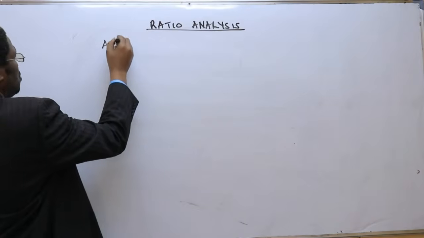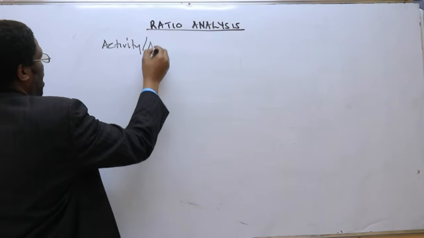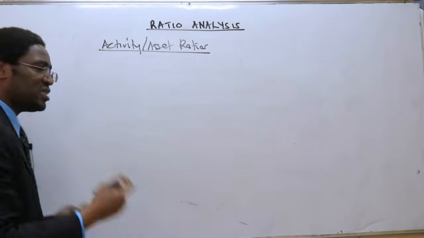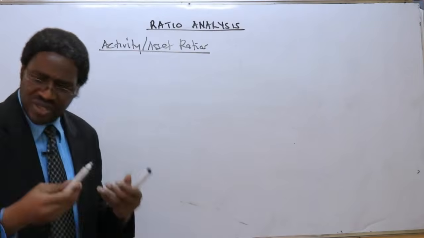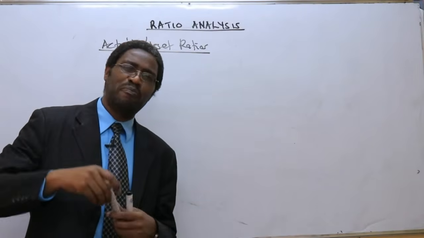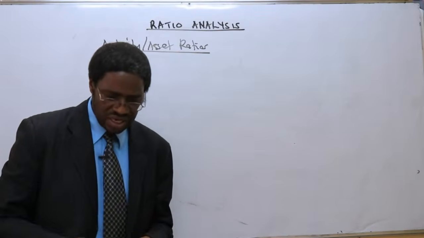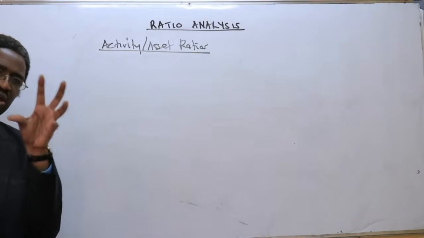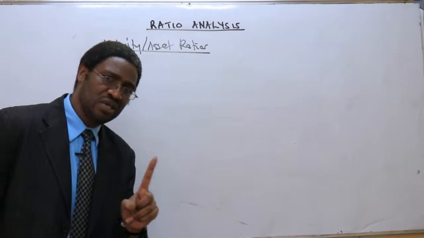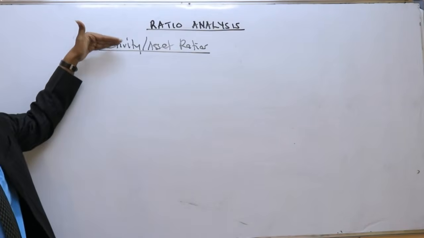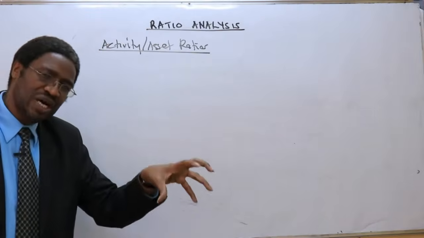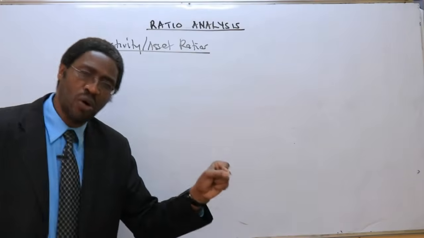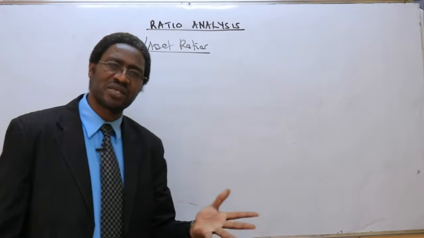So let's discuss those which we are calling activity/asset ratios. These ratios measure the ability or the efficiency, the management efficiency, in utilizing their available resources. Of course, available resources are the assets that the company has.